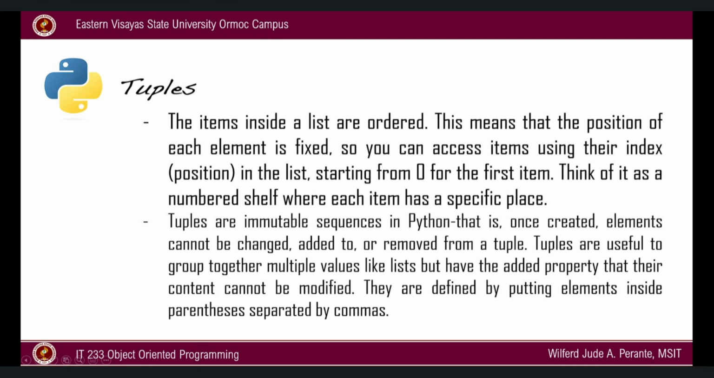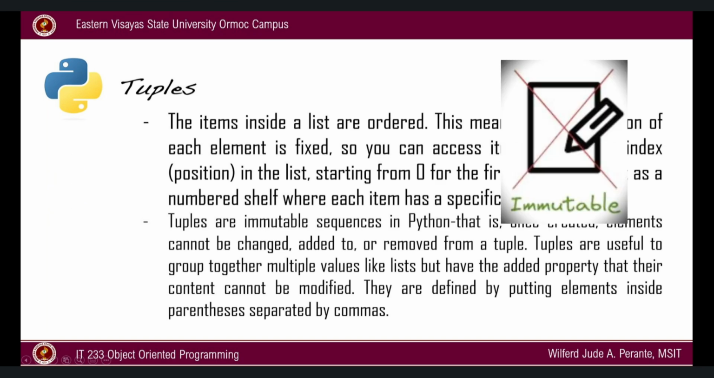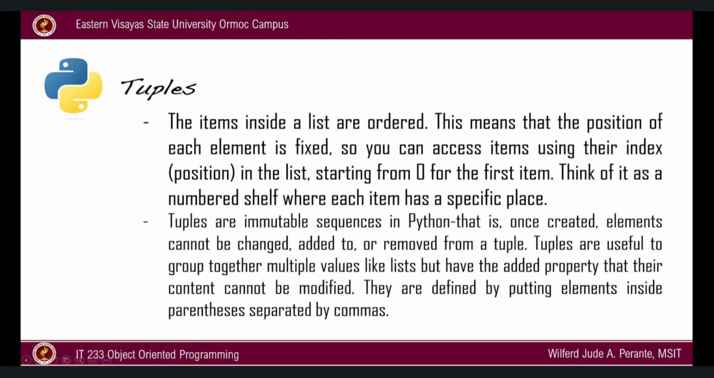A tuple is like a container that holds a collection of items. You can think of it as a box that you can fill with different things, like a lunchbox that holds a sandwich, an apple, and a drink. The key thing to remember about tuples is that they are immutable. Once you create a tuple, you cannot change its contents. This is different from a list, which you can modify, add to, remove from, or change items.